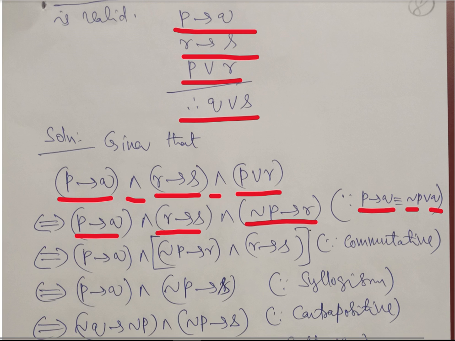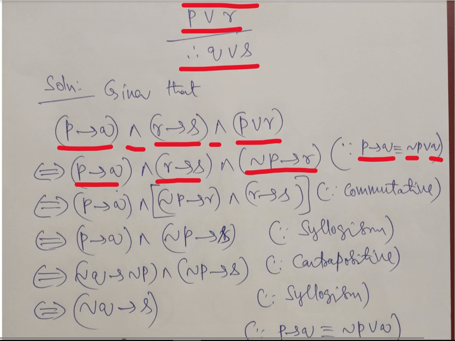Okay, fine. Now all the three are in implication form. Now I can try to apply syllogism, because we know syllogism: P to Q, Q to R gives R to S.